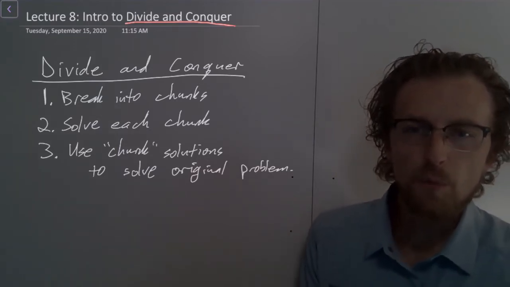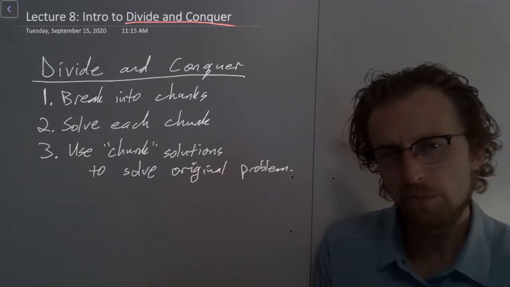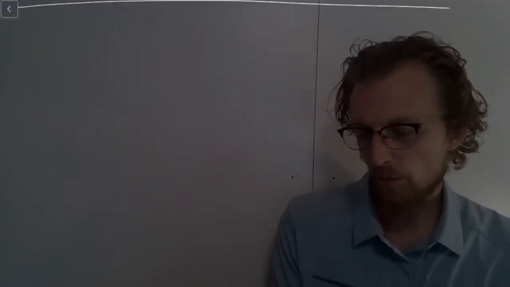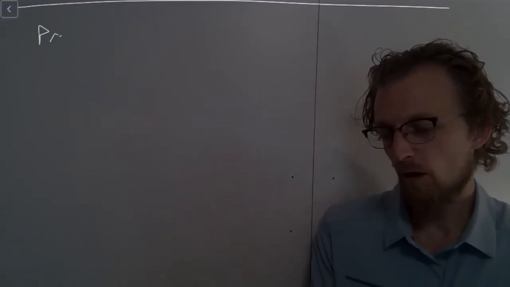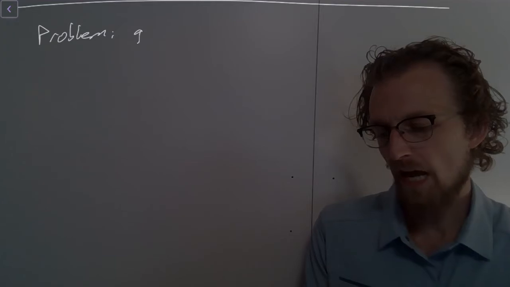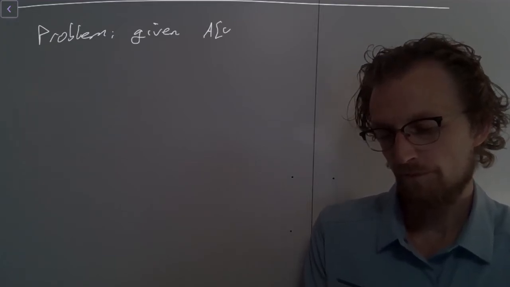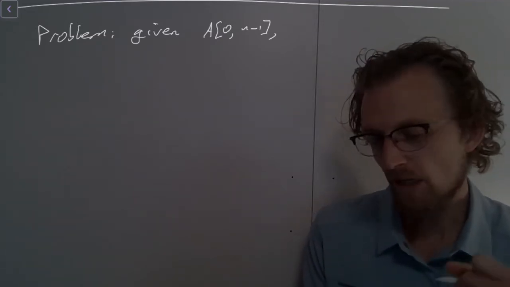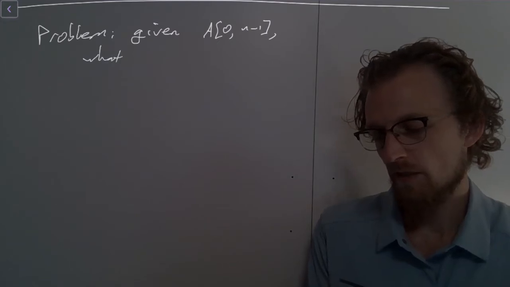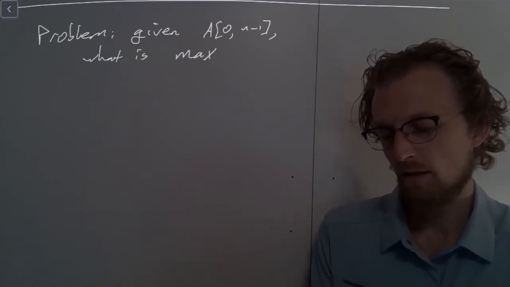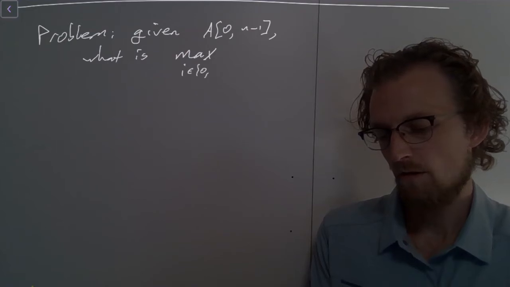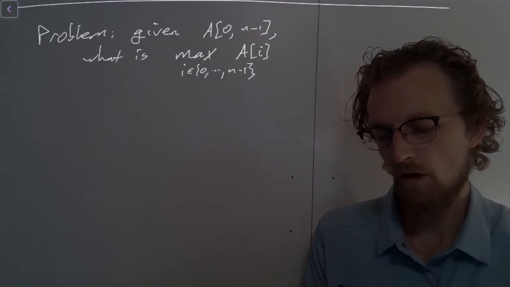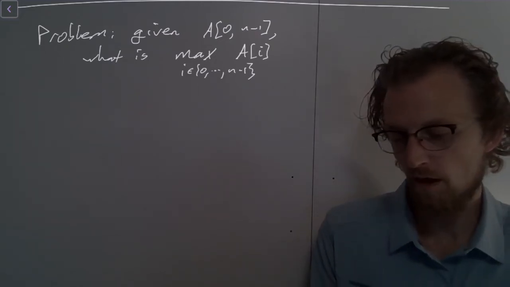So let's look at the simplest possible divide and conquer algorithm. Maybe this isn't the simplest possible, but this is a dirt simple divide and conquer algorithm. The problem is pretty simple. Given an array of numbers, what is the largest value in the array? That is, max over i in 0 to n minus 1 of a[i]. So this is the way of writing what's the largest value in the array.